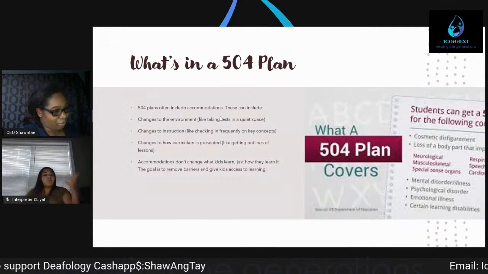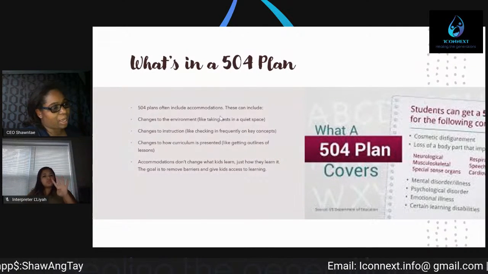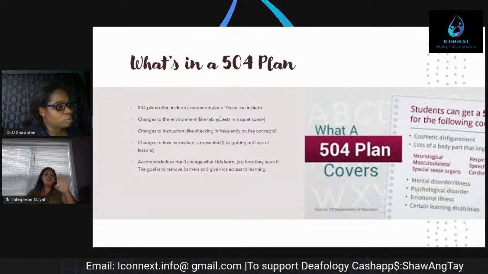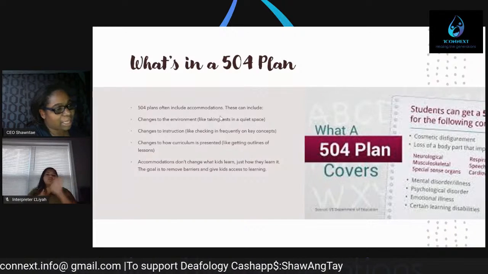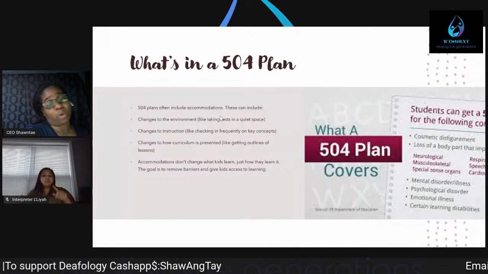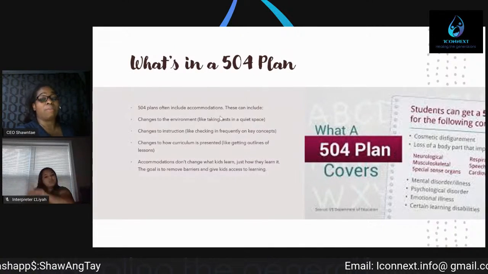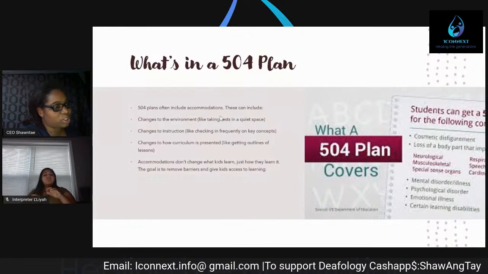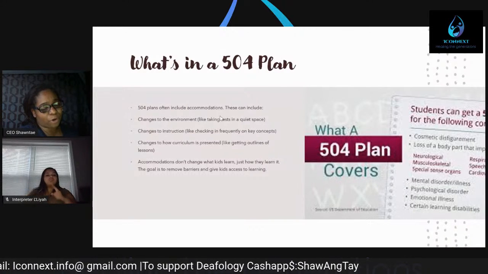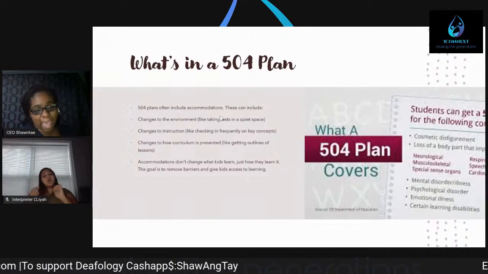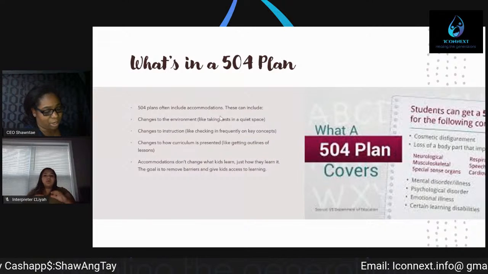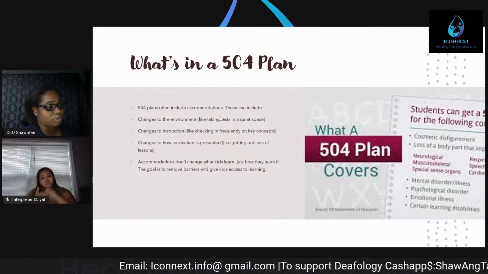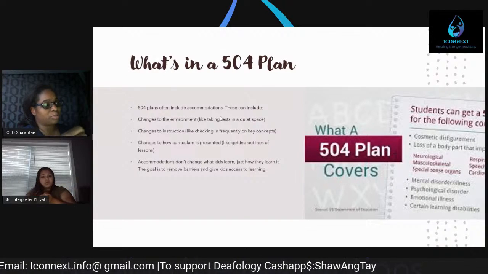So what's in a 504 plan? A 504 plan often includes accommodations such as changes in environment, like taking their tests in a quiet place, but that can also be put in an IEP. Changes in instruction, such as checking frequency, having key access, or repeating something over again. Having notes for that student, and changing how curriculum is presented.